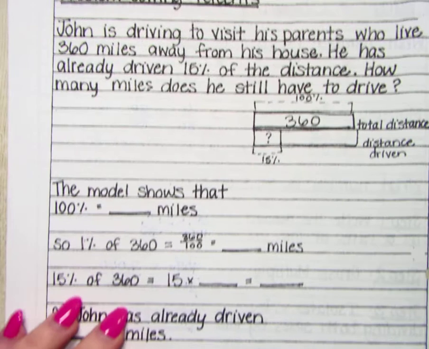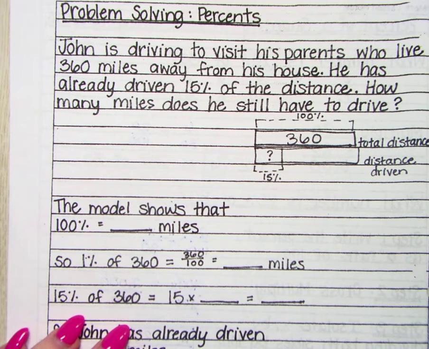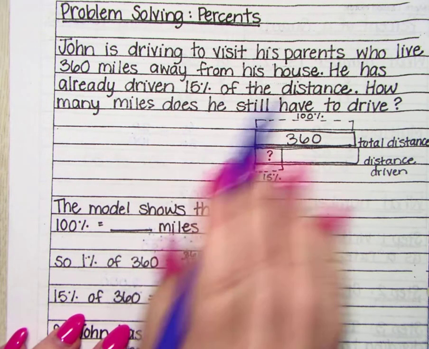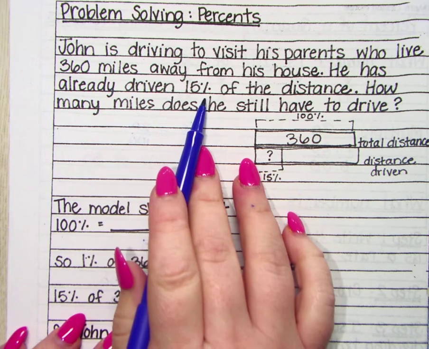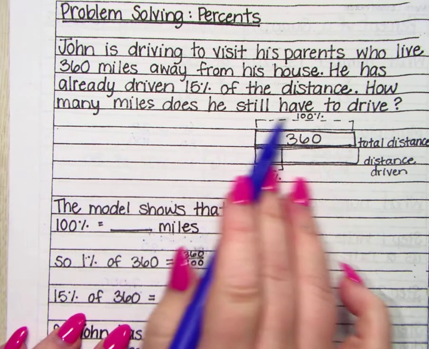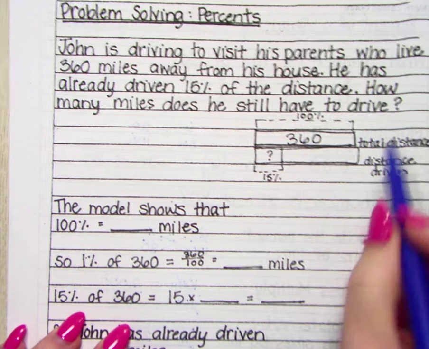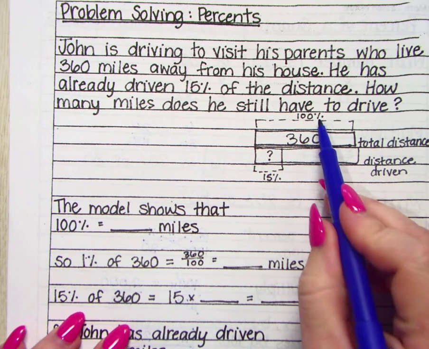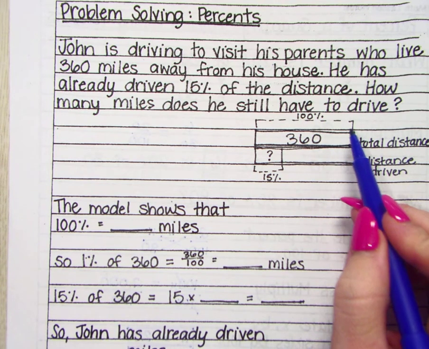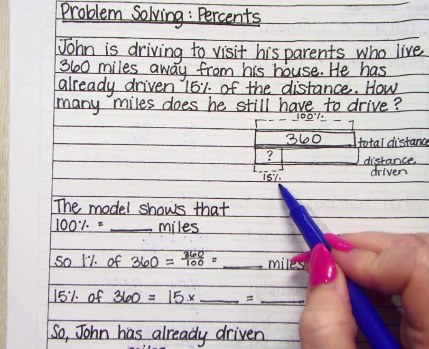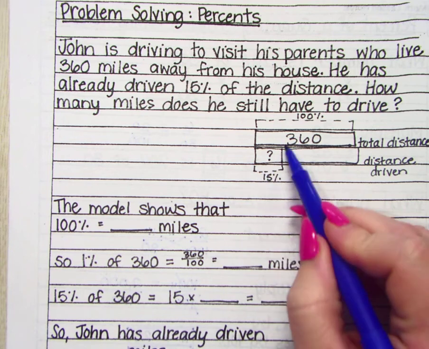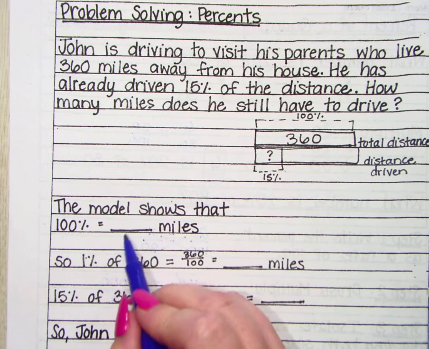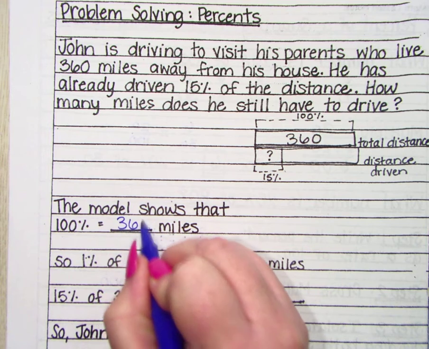Now, problem solving with percent is when we have word problems. So, John is driving to visit his parents who live 360 miles away from his house. He has already driven 15% of the distance. How many miles does he still have to drive? So we have to look at my total distance, which is 100%. That's all of the distance he has to drive. And we're saying that he's only driven 15%. So he's only driven this little piece right here, but he's got to drive all of this. So the model shows that 100% is 360 miles.